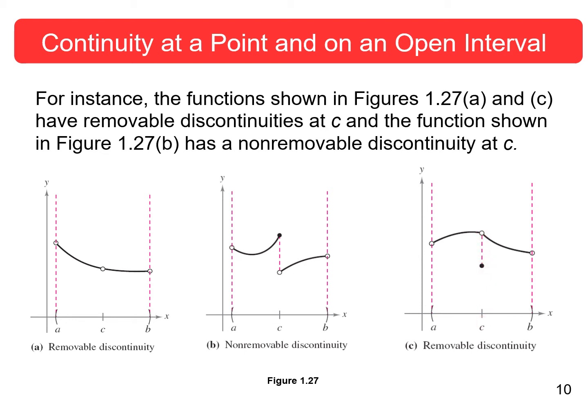But in this example or figure here, this is a case wherein the discontinuity is non-removable. So you have a non-removable discontinuity at x equals c in this case, because we can't really do something. We cannot redefine the function at x equals c to make these two equal.